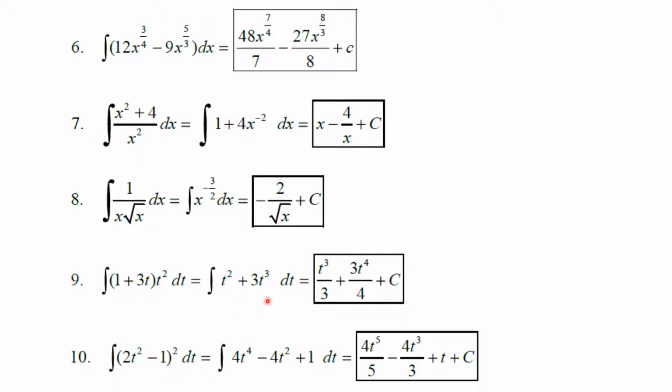And then you individually integrate it using the basic law of integration. So therefore, it will become t^3 over 3 plus t^4 over 4 plus c.